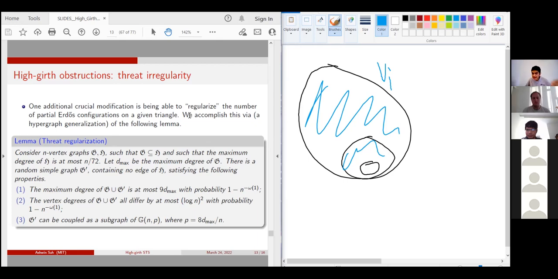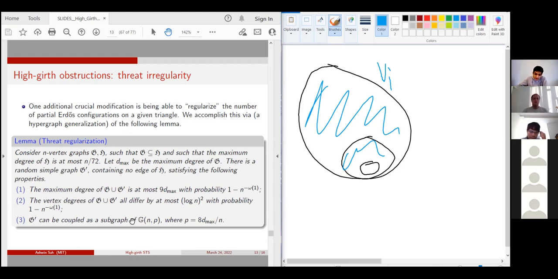And since we already have some existing threats that we don't really want to add in, for various reasons maybe there are some forbidden edges that we aren't allowed to add in. So you have some G that we want to regularize, and we have some H, which are edges that we aren't allowed to add in. But we want to add in some stuff in the complement of H and hopefully regularize the degree of G. And so what we show is that you can do this, in fact, in a very random way.